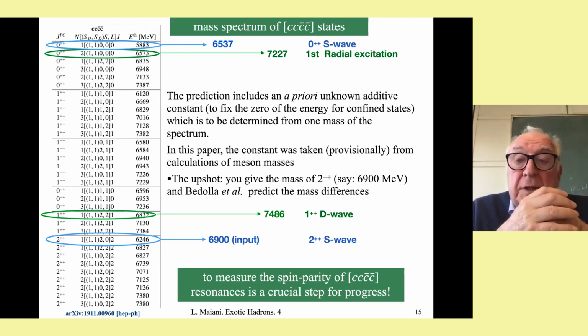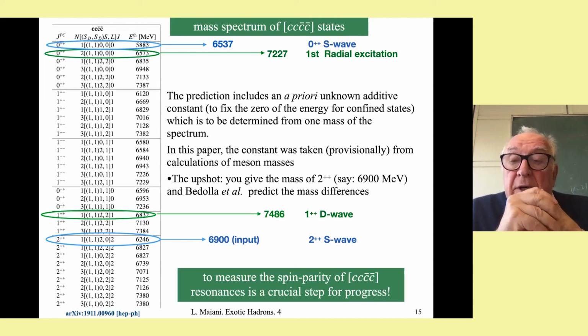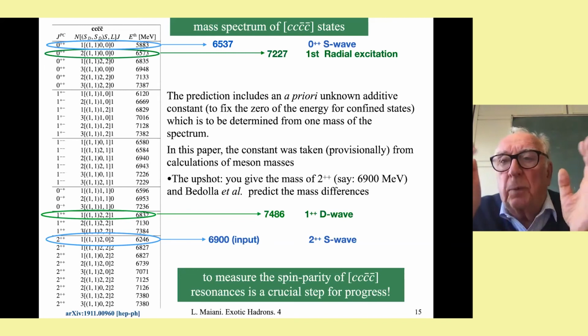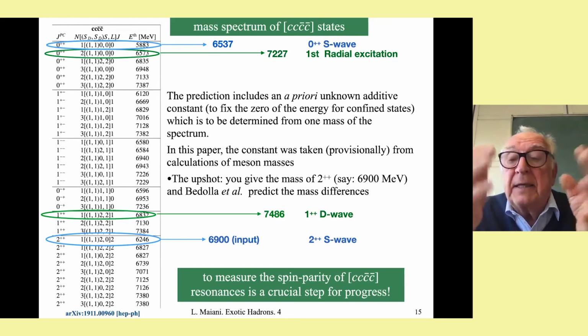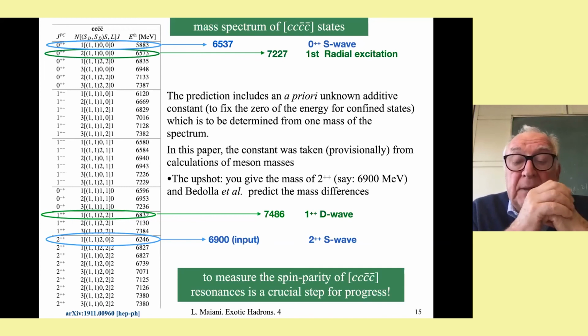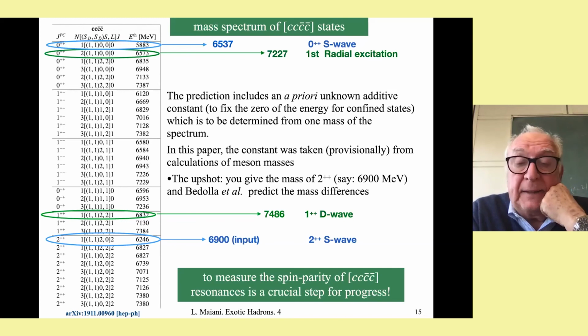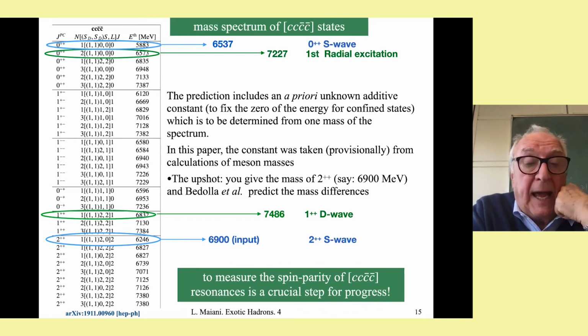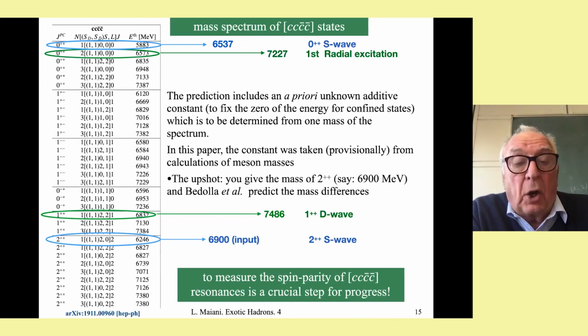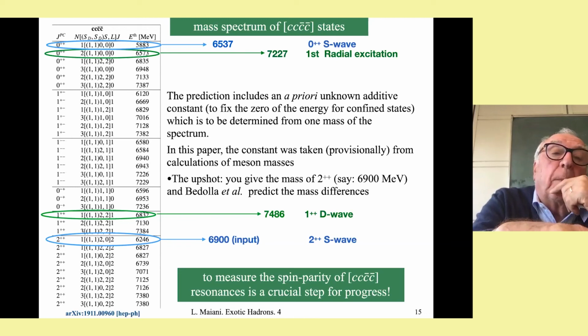In other words, the upshot of this argument is that you have to tell me, for instance, what is the mass of the 2++. Why I choose the 2++, I will explain in a moment. You have to give me the mass of the 2++, say, to say that this is the 6,900 peak, and then using this table, I can give you the mass of all the others. And in particular, if I say that the 2++ is the 6,900 peak that LHCb sees, in this table I read 6,946, so I have to add a constant that brings the 6,946 to 6,900, and then I will bring the 0++ to 6,536.